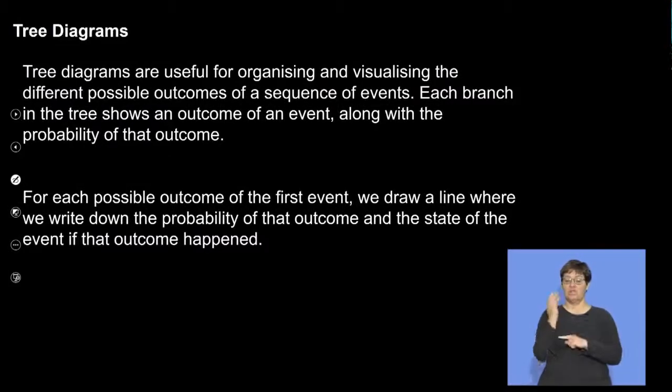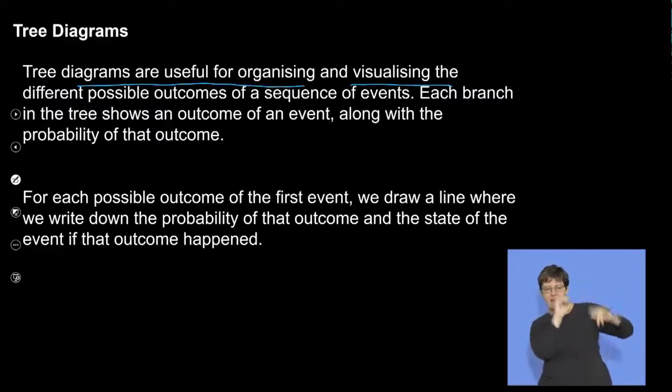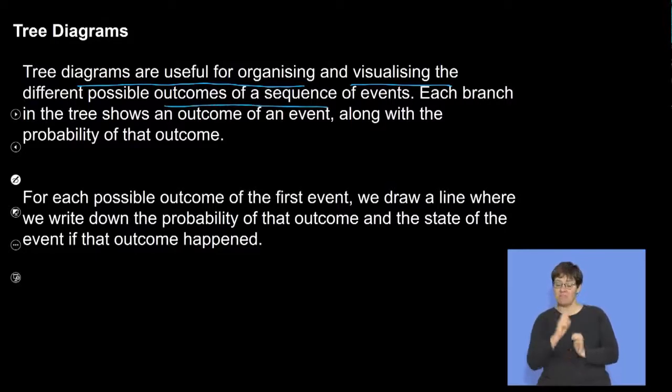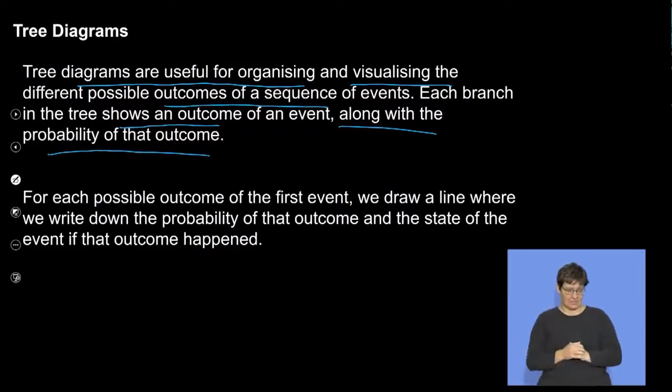Okay, so tree diagrams are useful for organizing and visualizing different possible outcomes of a sequence of events. Each branch in the tree shows outcomes of an event along with the probability of that outcome. I'll show you with an example. For each possible outcome of the first event, we draw a line. We write down the probability for that outcome and state the event if that outcome happened.